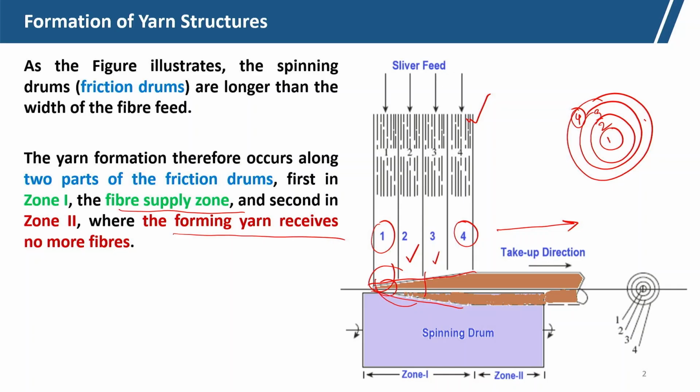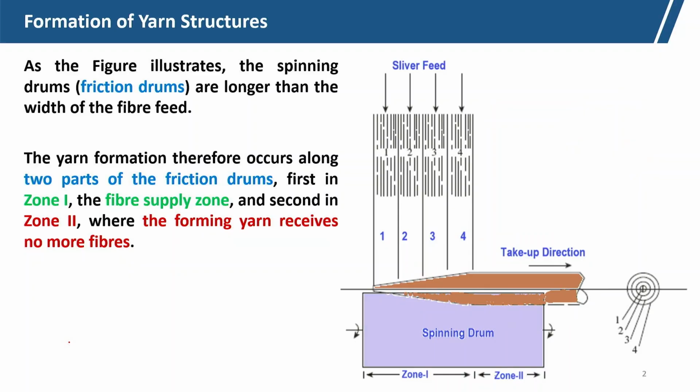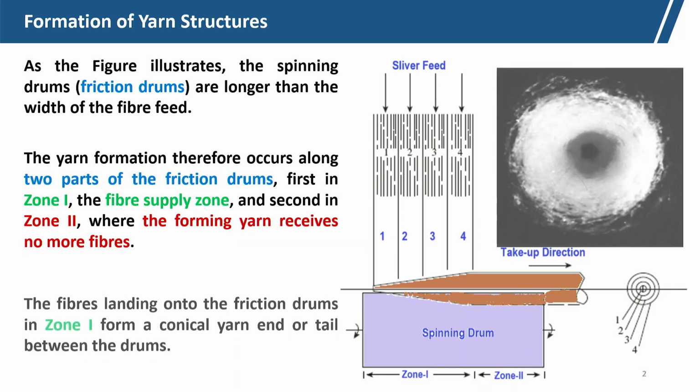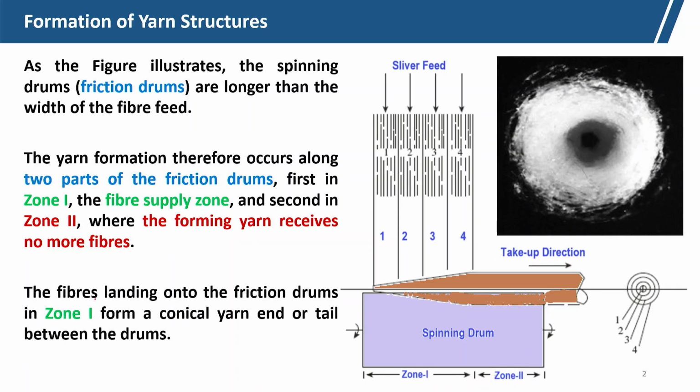There, the forming yarn receives no more fiber. So, here mainly yarn forming zone, there are no additional fibers, that is why it is shown in parallel as a cylinder. So, that means in zone 1, the fiber feed zone, the yarn becomes the tapered yarn tail. The fibers landing onto the friction drum in zone 1 are from the conical yarn end or tail between the drums.